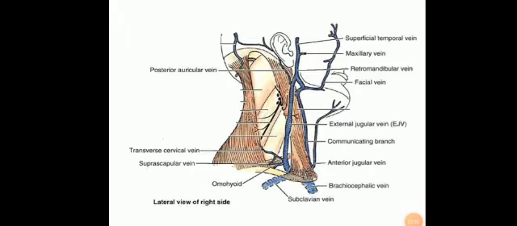Anterior jugular vein. This is the anterior jugular vein. The anterior jugular vein is formed by a small vein in the submental triangle known as the submental vein. This submental vein gives rise to the anterior jugular vein. This anterior jugular vein terminates into the external jugular vein.